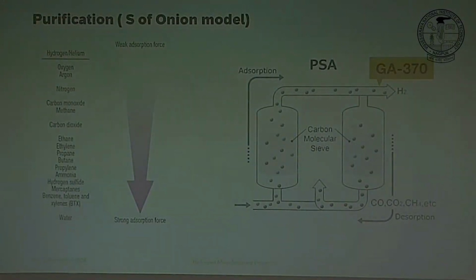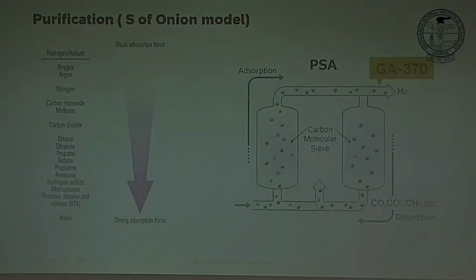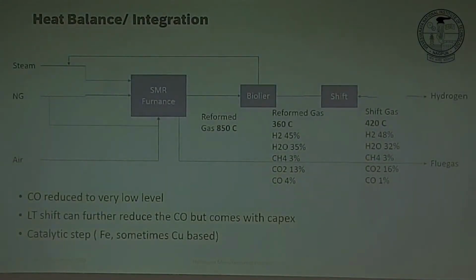So far we talked about the R of the onion model, right, and H of the onion model. We saw that even after adding this shift step, we still have a lot of byproducts and unconverted reactants in our process. So now comes the separation part of the onion model. What kind of separation methods can we use if we have to purify a gas stream?